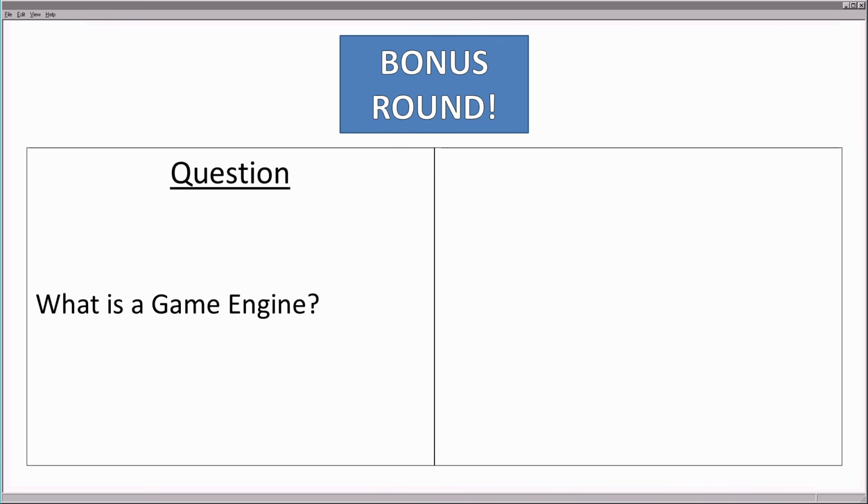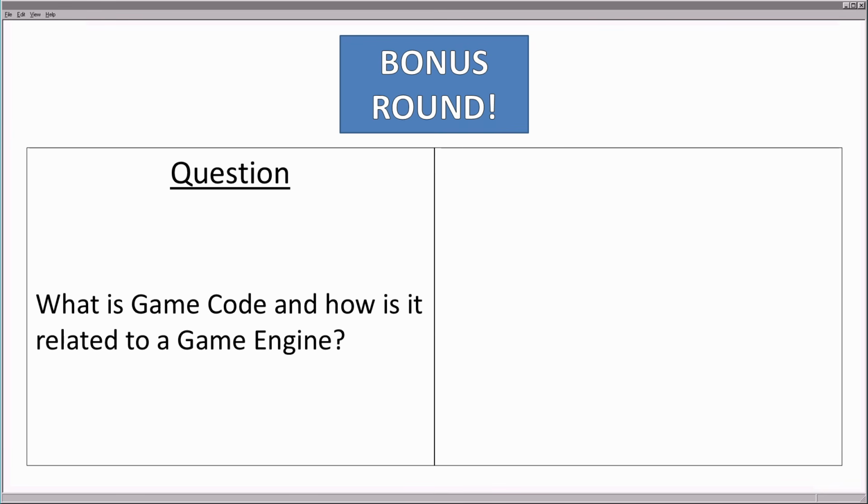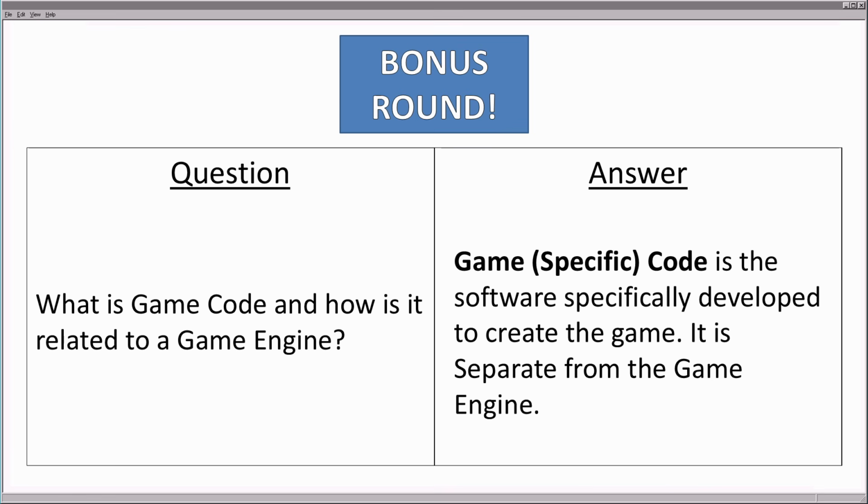Now it's time for a bonus round. What is a game engine? A game engine is a software framework for developing games. It includes necessary software libraries and supporting programs. What is game code, and how is it related to a game engine? Game-specific code is the software specifically developed to create a game. It is separate from the game engine.